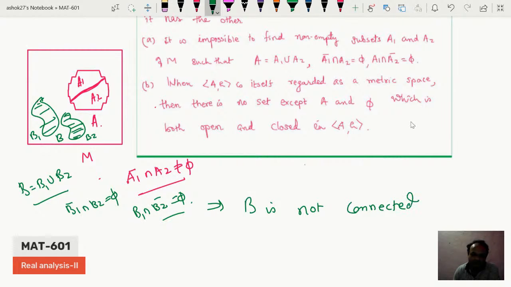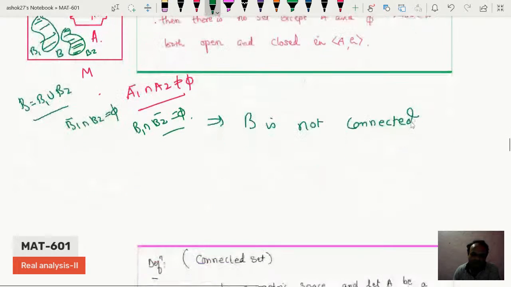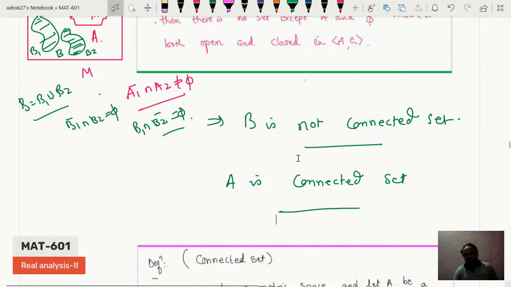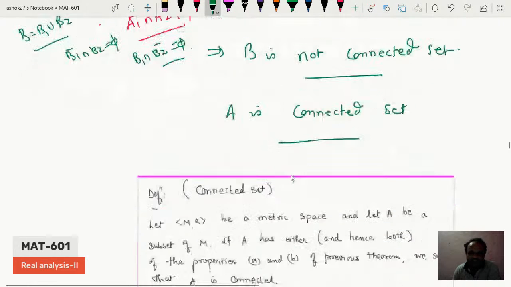It means it is a disconnected set. But here you can observe A is a connected set, because for A it is not possible to find such a pair. So you can observe the definition of a connected set and, naturally, the definition of a disconnected set. So this is the definition of a connected set.